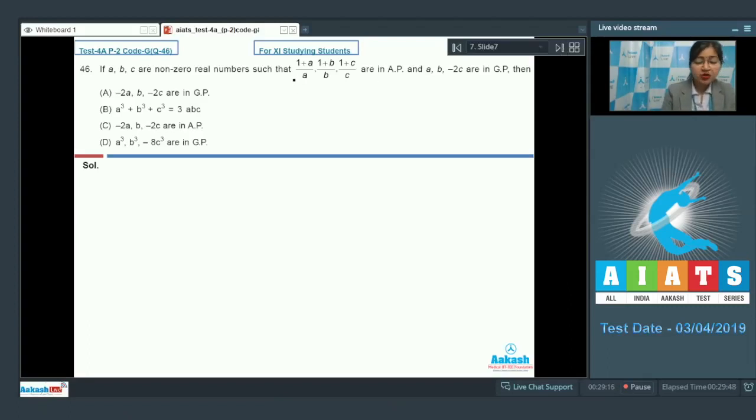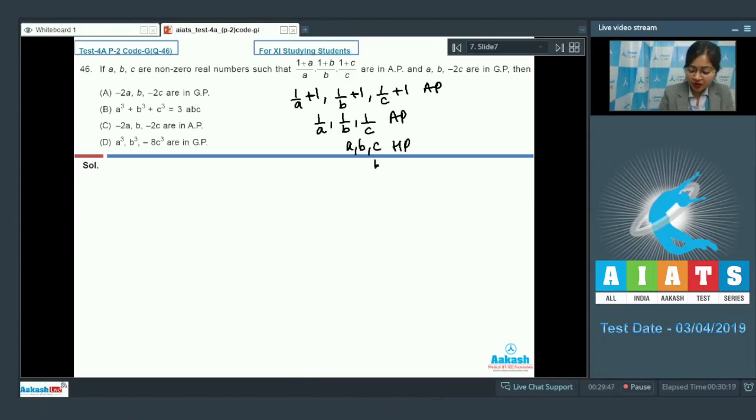It has been given that (1 plus a) upon a can be written as 1 by a plus 1, 1 by b plus 1, 1 by c plus 1. These are given in AP. Now, we know that AP has a property that if I subtract 1 from all these three numbers, then also the numbers will be in AP. So, I can say that 1 by a, 1 by b, 1 by c are also in AP. Now, it means that a, b, c are in HP. Now, if a, b, c are in HP, then I know that b can be written equal to 2ac upon (a plus c). So, this is the first relation that I get between a, b and c.